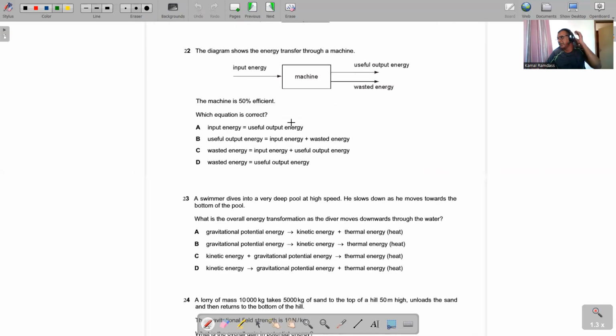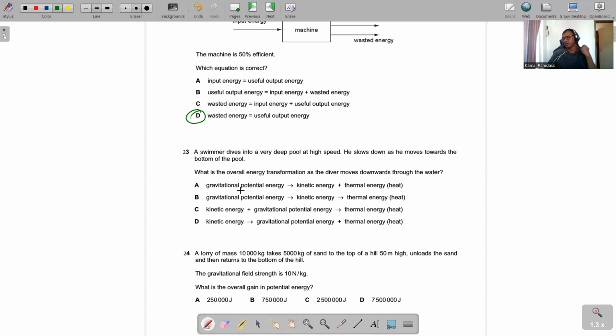The diagram shows the energy transfer through a machine. Input energy, machine, useful output energy, waste. The machine is 50% efficient. Ça veut dire input energy, là, divisé en deux. Which equation is correct? Input energy is equal to useful output energy? No. Wasted energy is equal to useful output energy.